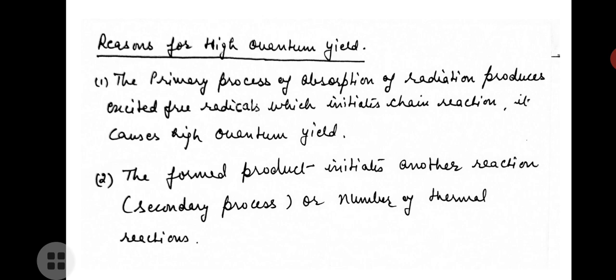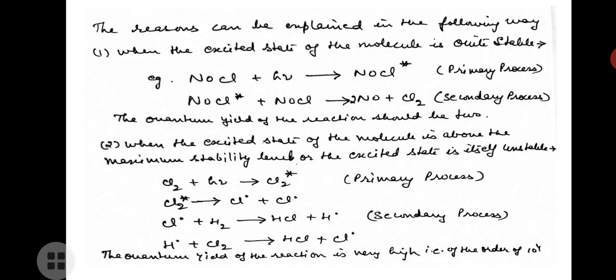Thus, by absorbing only one quantum of radiation, several reactant molecules undergo chemical reaction. Therefore, quantum yield phi will be higher than unity. The reasons can be explained in the following ways.